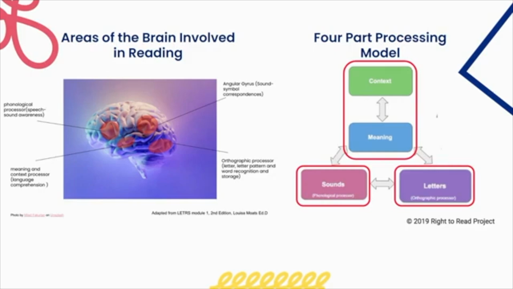When we look at the brain image and look at the four-part processing model for word recognition side by side, we begin to see how these processors in the brain are connected to the four-part processing model first described by Seidenberg and McClelland in 1989. The model represents the different areas of the brain and how they pertain to word recognition. The model was developed to explain more simply the processes happening in the brain when we decode words.